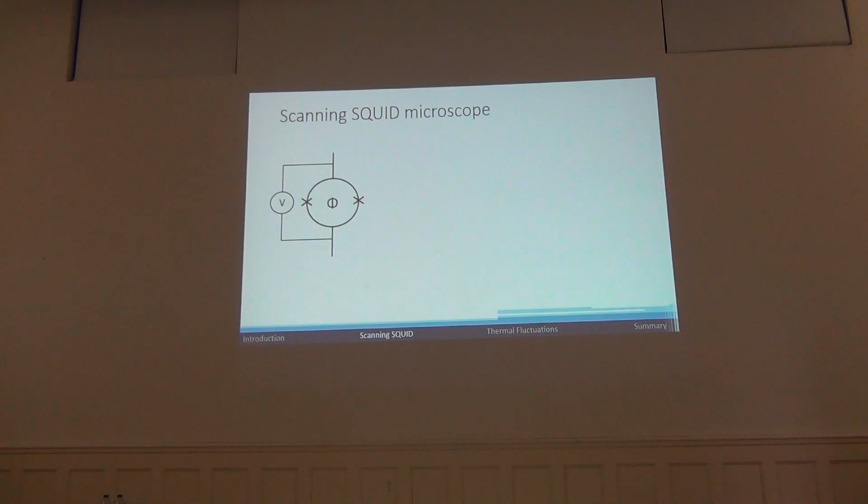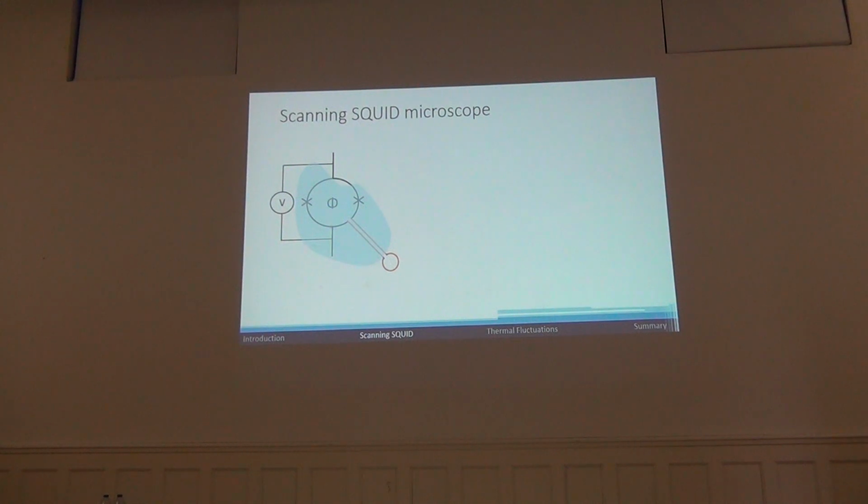To gain a better spatial resolution, we extend a small loop out of the big loop and cover the rest of the big loop with another superconductor. This way, flux can only thread through that micron-sized pickup loop.